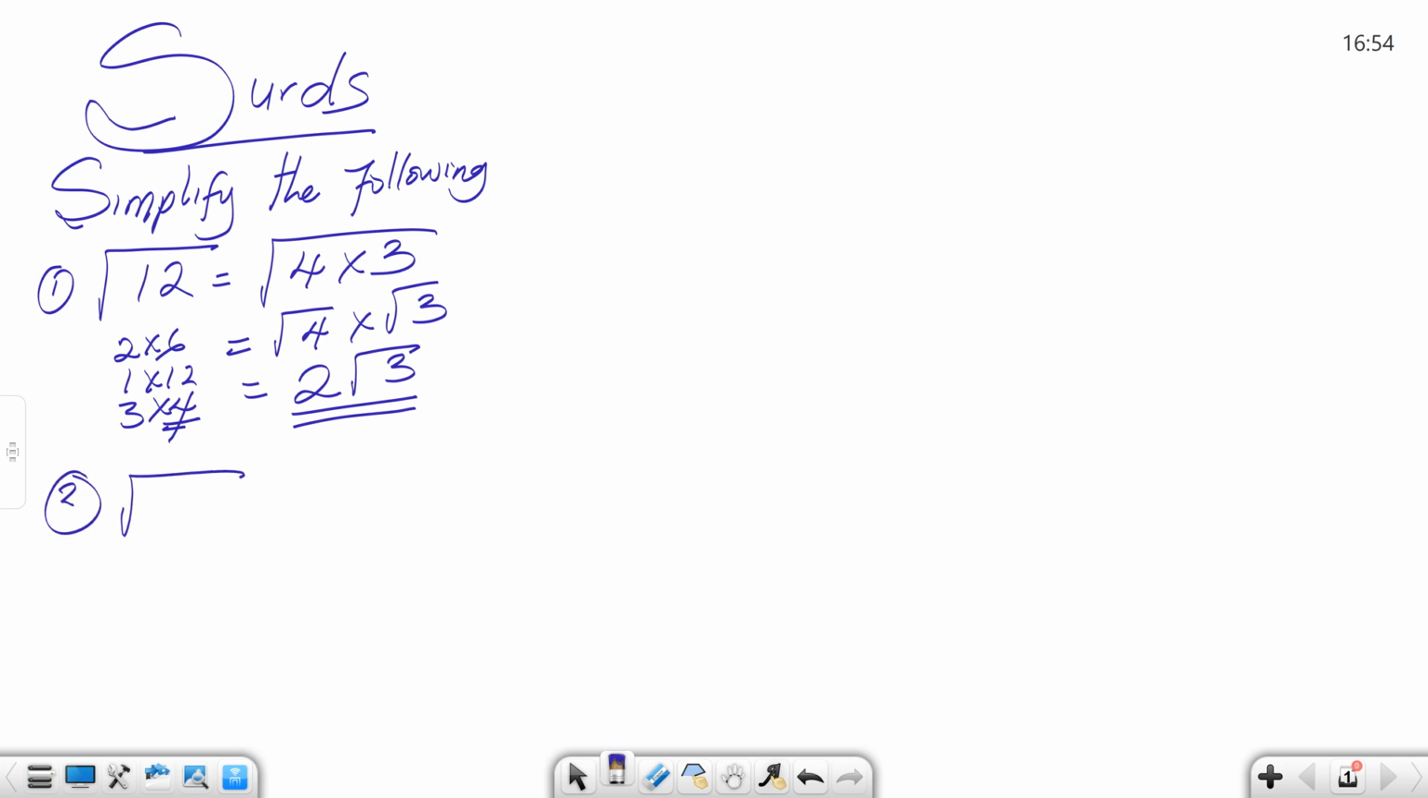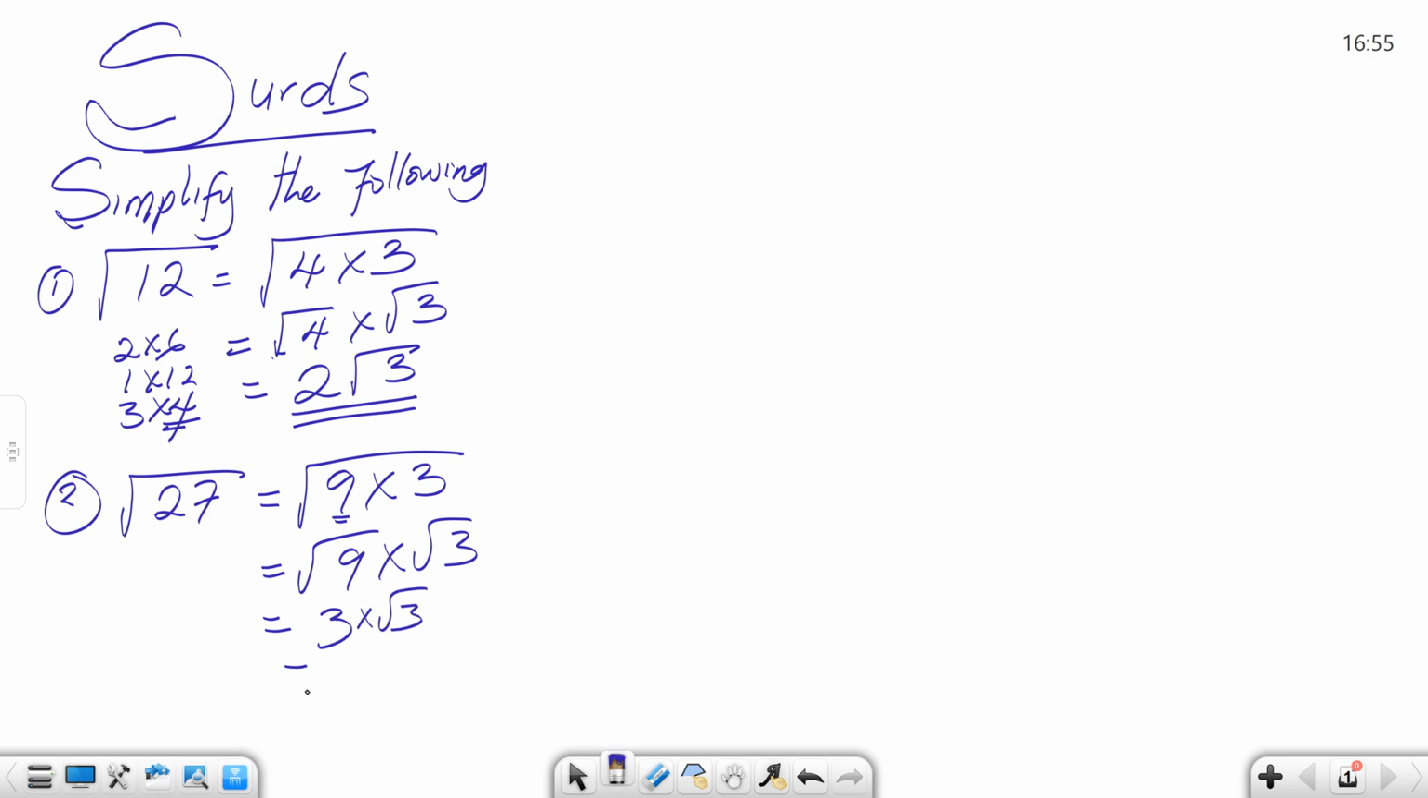Another example is root 27. Now, in 27, we need two numbers that when we multiply them together, give me 27. And one of them, I must be able to find the root like this form. Those two numbers are 9 times 3. 9 times 3 will give me 27, and 9 is a perfect square. So let's separate it. Root 9 times root 3. Root 9 is what? Root 9 is 3. Then times root 3. So here I have 3 root 3.